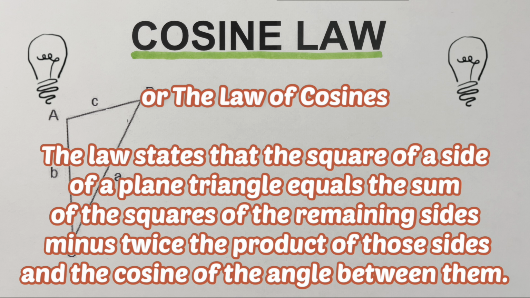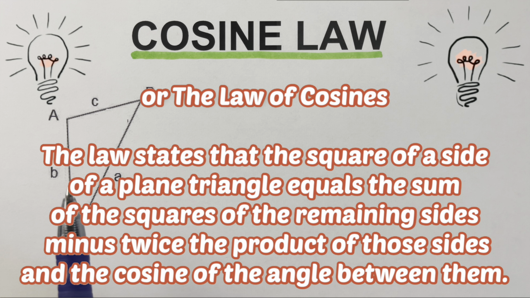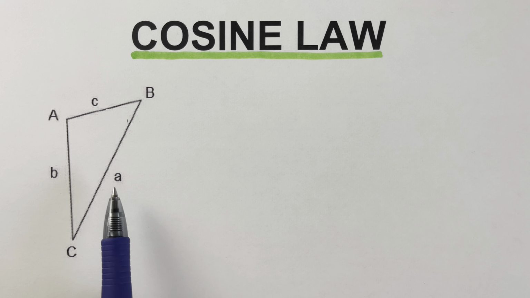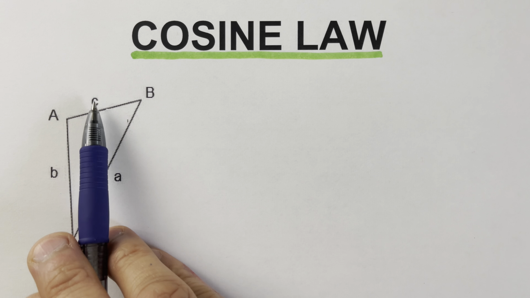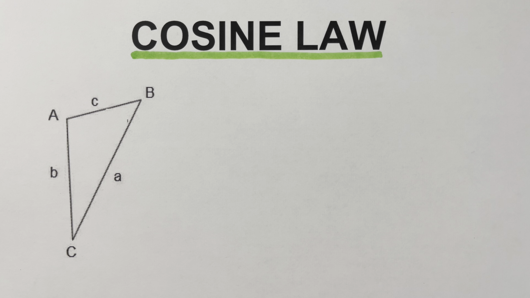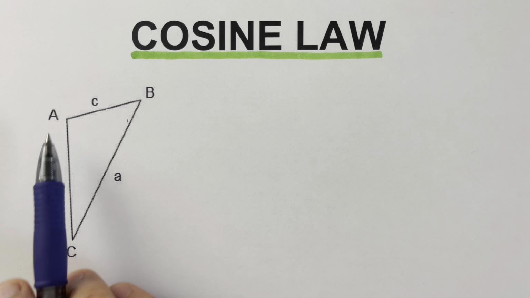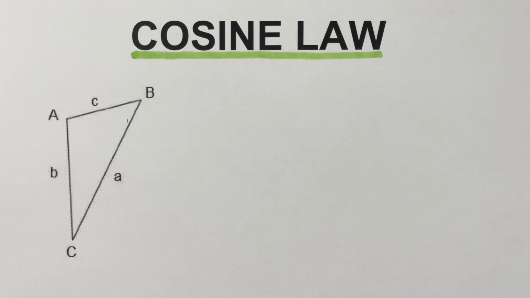Looking at this triangle, we have A, B, and C in big letters. They represent the angles, while the small letters a, b, and c represent the sides. Please remember that these letters are variables. This means that in some pictures, it doesn't have to be A, B, and C. It can be any letter in the alphabet.